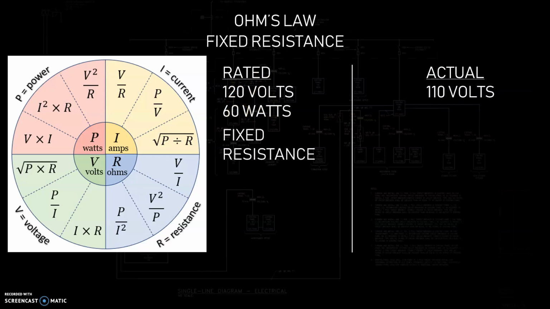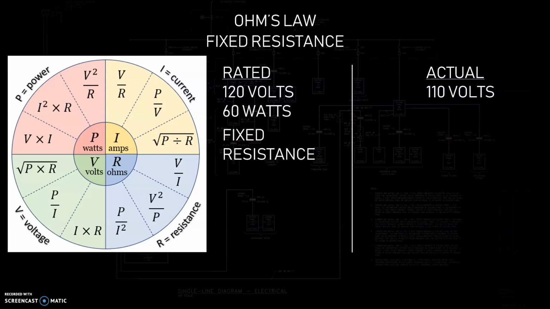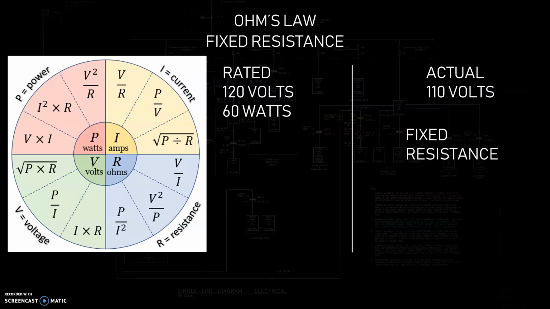So what we need to do, though, is find fixed resistance, or just resistance, right? Fixed resistance just kind of reiterates the point that it's fixed. It doesn't change. What that means is our resistance is the only value that is allowed to cross that line from the rated side to the actual side.